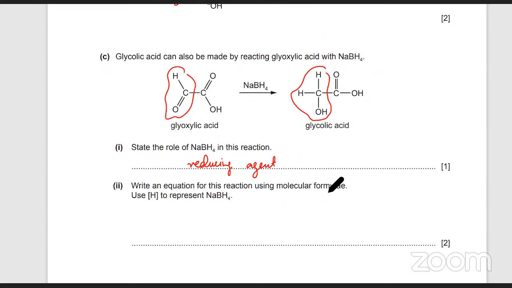Write an equation for this reaction using molecular formula, use H to represent the reducing agent. So, now write the formula. What is this? It's CHO and COOH. Reducing agent is H. And the product is what? CH2OH. As a product is CH2OH and COOH. Now balance it.